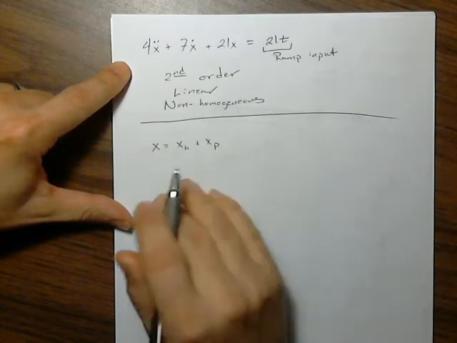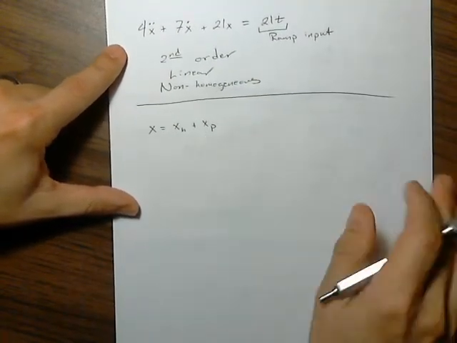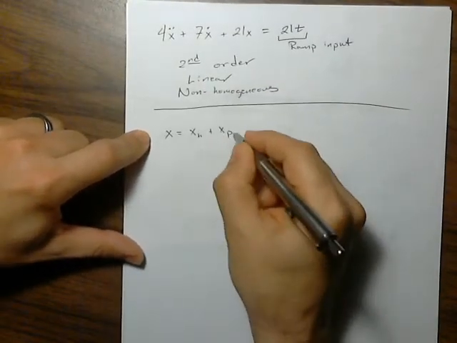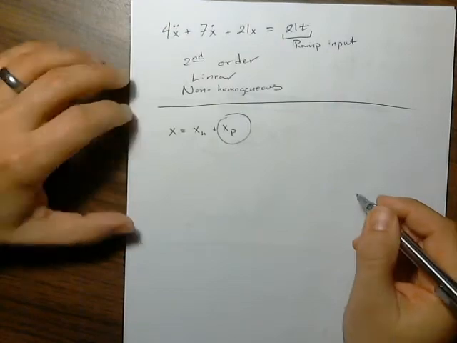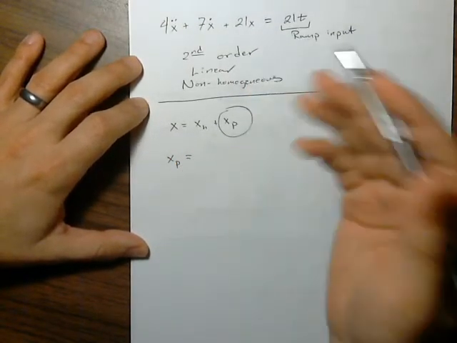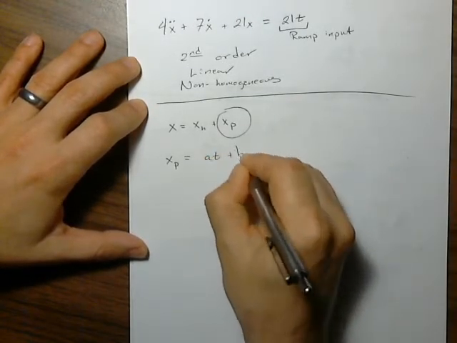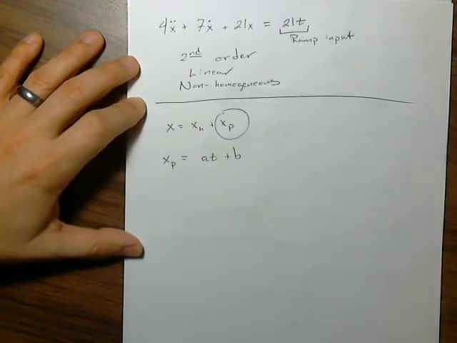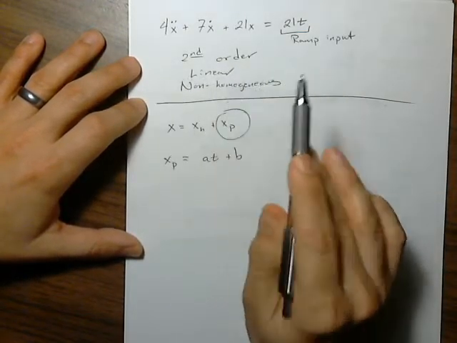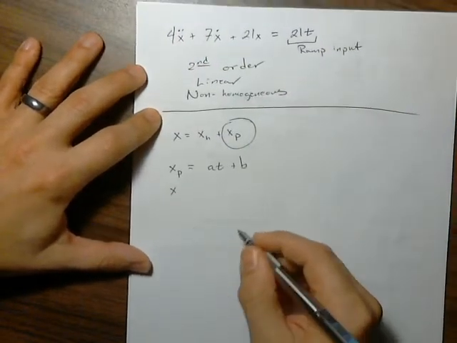The homogeneous part we can solve. We'll do that in a minute. The particular part, well, that's actually not too bad. So let's start there. That's actually the easier part, believe it or not. The particular part here is going to be a ramp function. We just need it to be some ramp function, at plus b. Now we've got to add this second coefficient to make sure we've got enough variability to make it fit.